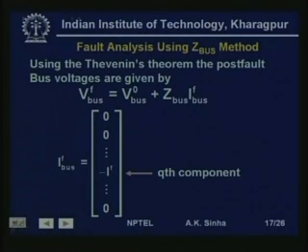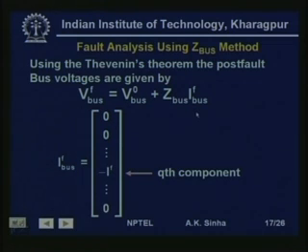Fault analysis using the Z-bus method. Again, we have seen, using Thevenin's theorem, the post fault bus voltages can be written as V bus F is equal to V bus 0 plus Z bus into I bus F. Now what is this I bus F? I bus F is basically the current injections at various points when the fault has occurred.